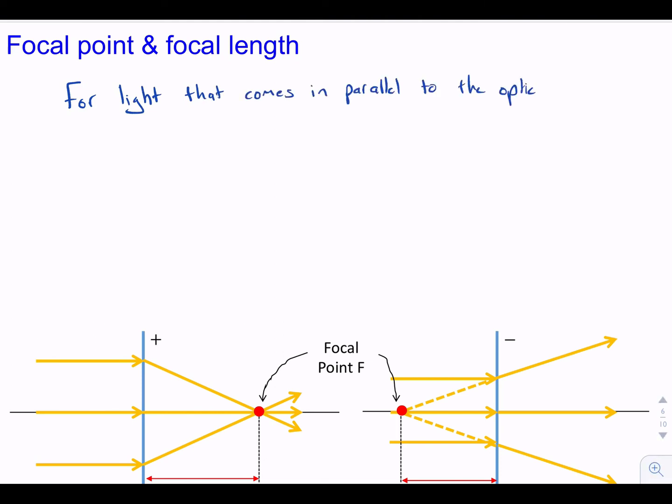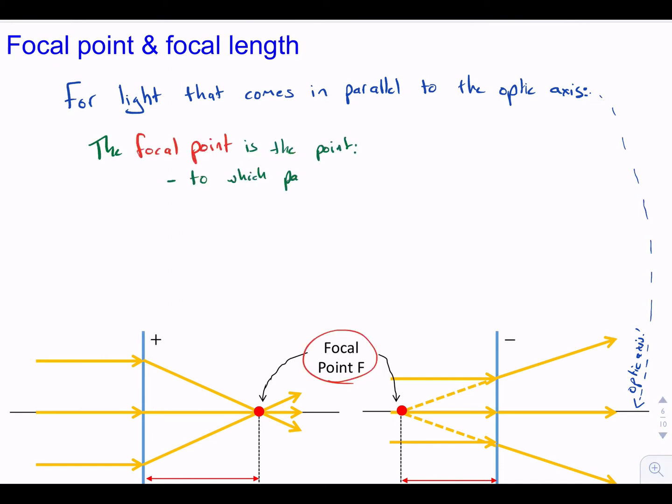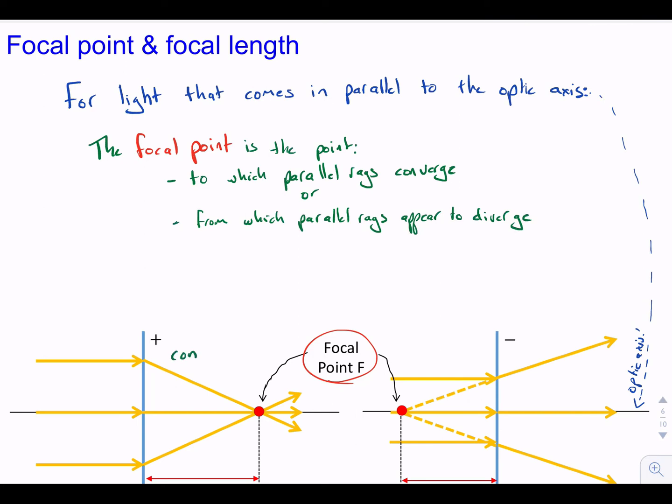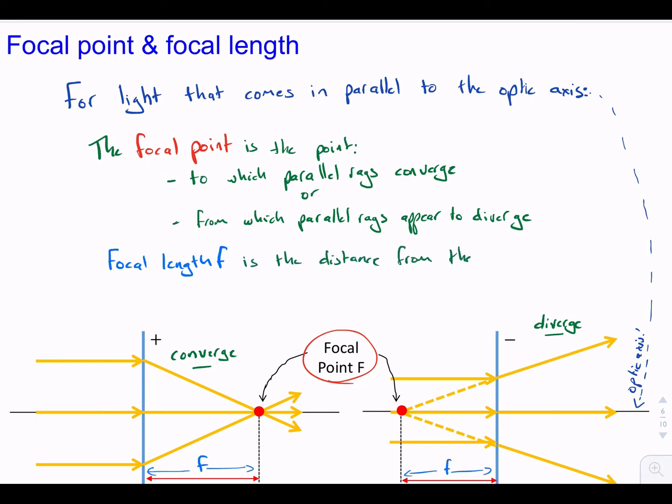And now we need to define focal point and focal length. This is for light that comes in parallel to the optic axis. What do I mean by the optic axis? I mean this black line down here. So the focal point is the point to which the parallel lines converge, here on the left, or from which parallel lines appear to diverge, which is shown here on the right. This is for a diverging lens. So you can trace the lines back to where they appear to have come from, and this is the focal point. We also have the focal length f, which is the distance from the lens to the focal point, and this is indicated below.